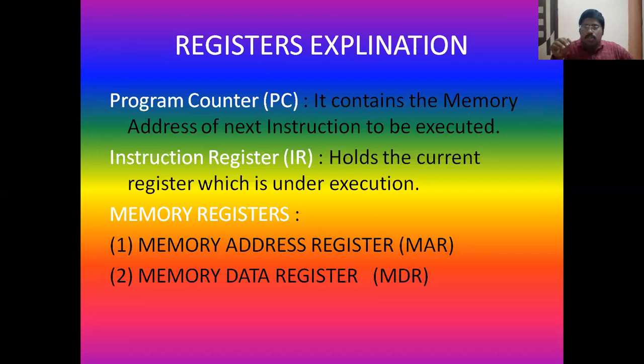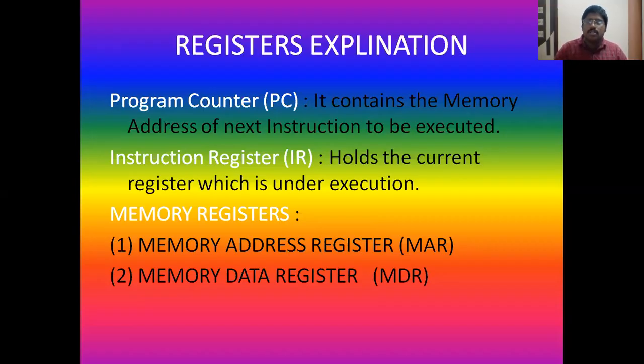Values which will be used for executing the current instruction will be taken by the instruction register. So that is the purpose of this instruction register. The program counter will take care of the address of the next instruction, whereas the instruction register will take care of the present instruction which is under execution, but not the address. Instruction register will not bother about the address, it will bother about the instruction value which is under execution.